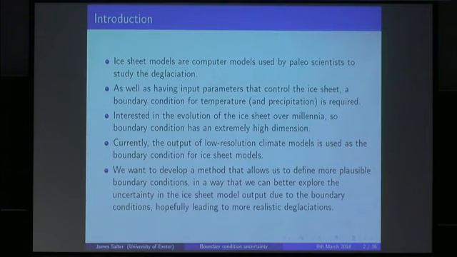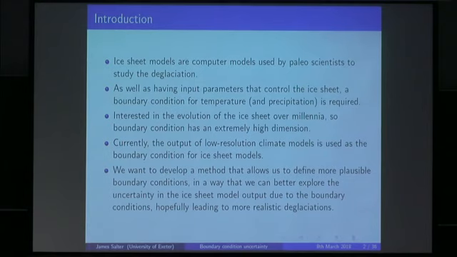But as well as this, we also have an extremely high dimensional boundary condition. This consists of spatial-temporal time series of both temperature and precipitation fields. And in order to run our ice sheet model, we need to specify the ice sheet input parameters and also this high-dimensional spatial-temporal field. And as we're interested in what happens to the ice sheet over several thousand years, this is an extremely high dimension.